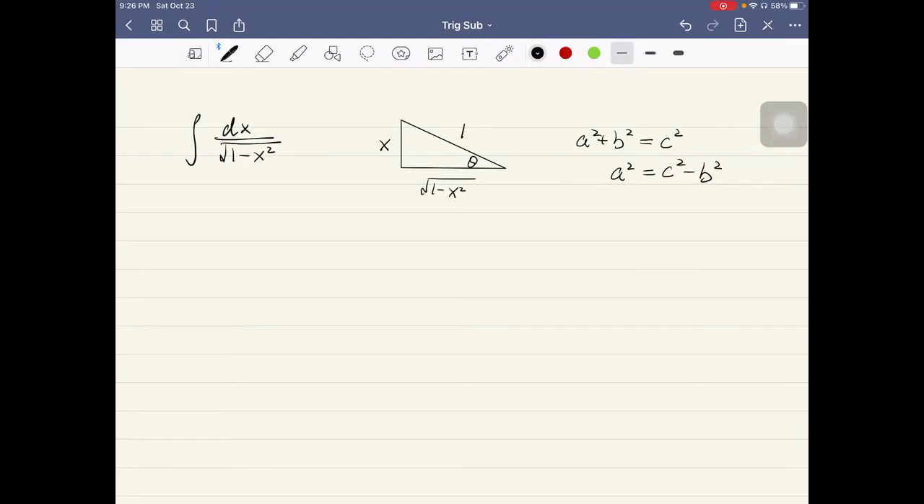Okay. And then let's also find the simplest connection between x and theta. In this case, the simplest connection would be sine theta equal to x.